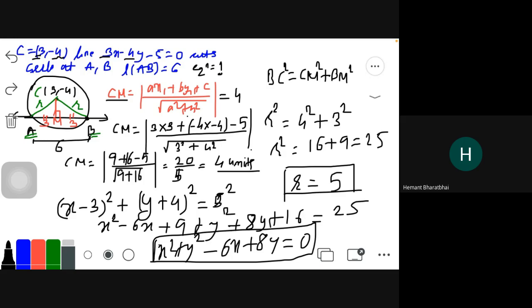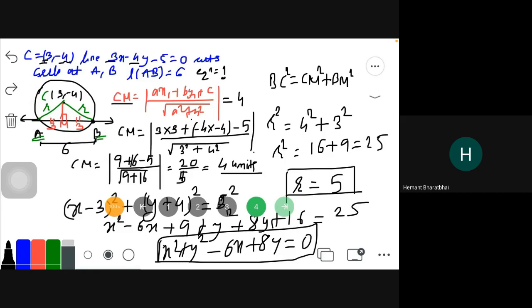I hope you have understood how to apply the things, how to find out the equation of the circle.